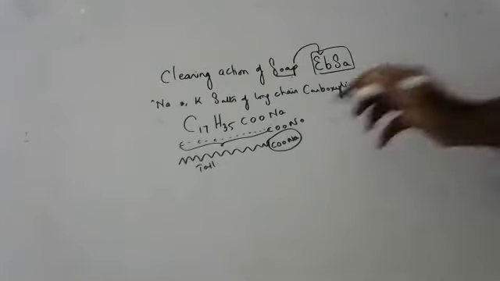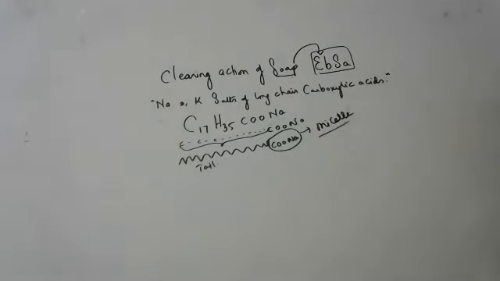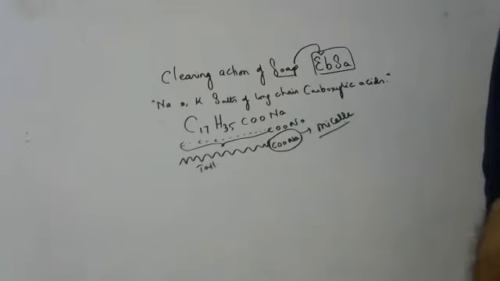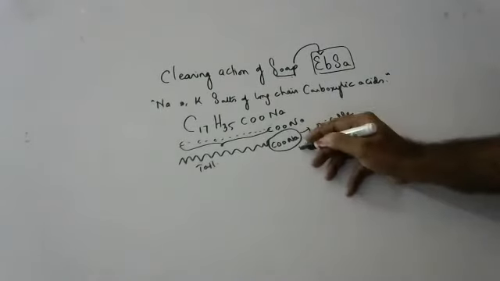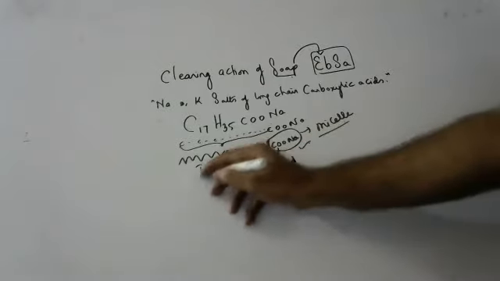So one soap molecule is drawn like this. One soap molecule, it's for our convenience that we are drawing it like this, children. Every soap molecule will have one head and one tail. This we are saying as head. This we are saying as tail.